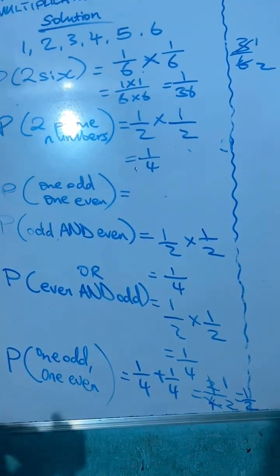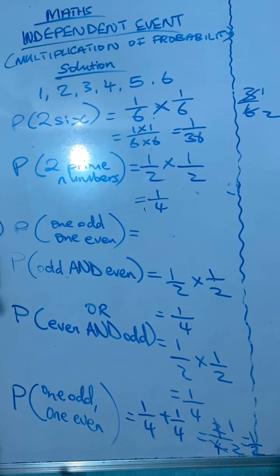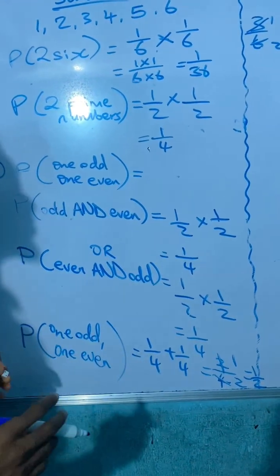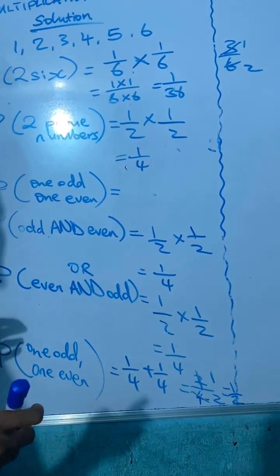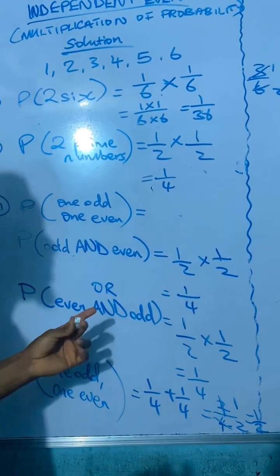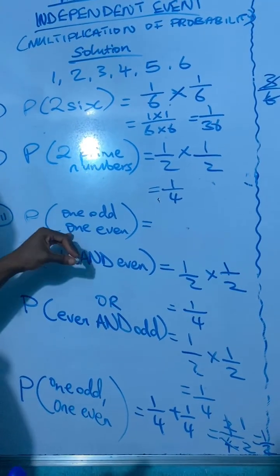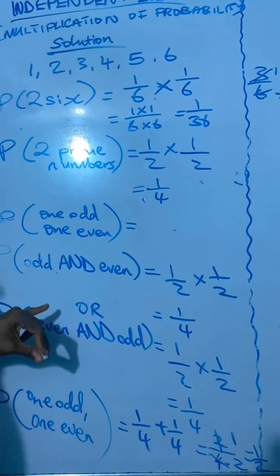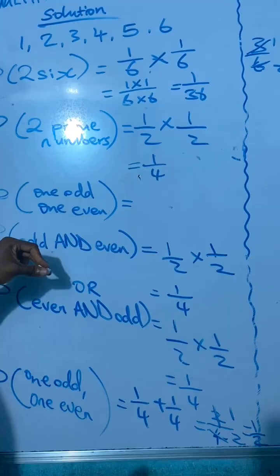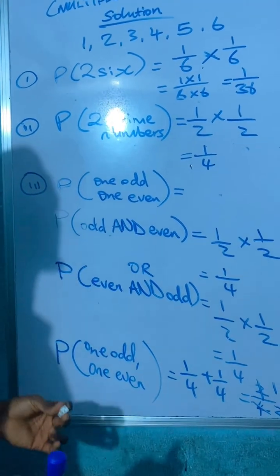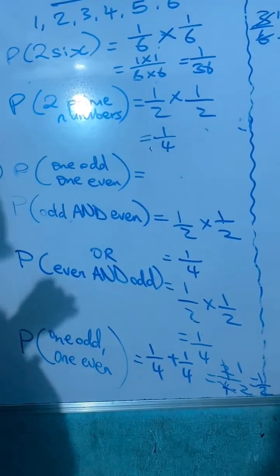So when you see any question on multiplication of probability, try to understand the question very well so that you will know how to answer it. Some can be tricky, like this one. If you don't understand the question, you might just find the probability of getting odd and the probability of getting even, and you just end up with 1 over 4. Are you getting me? So this is what you have to work on.